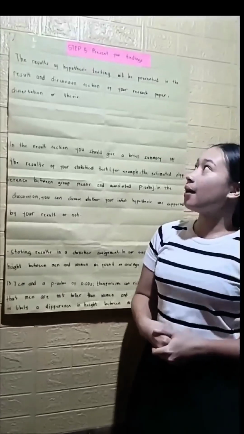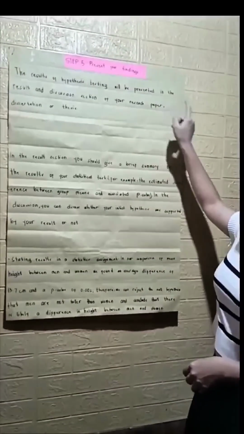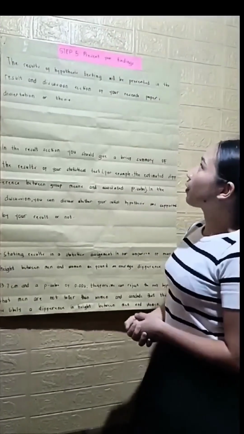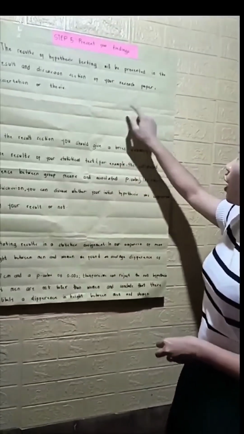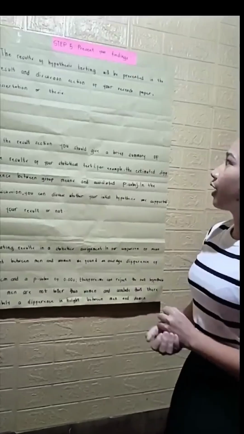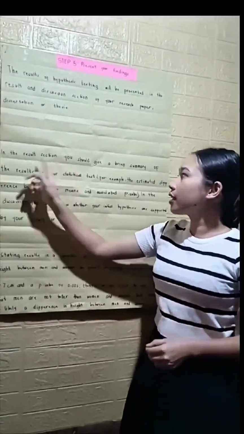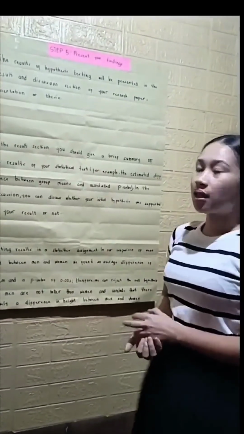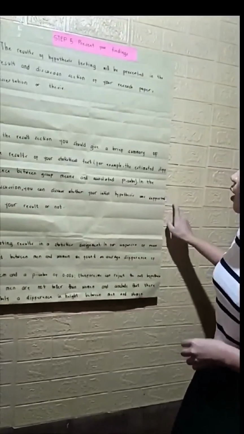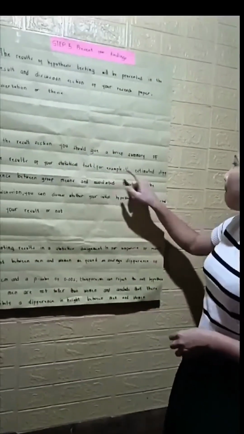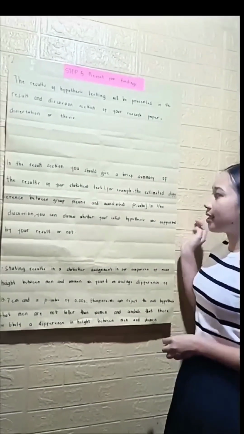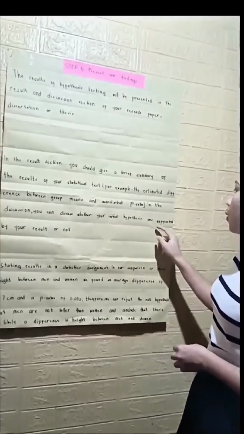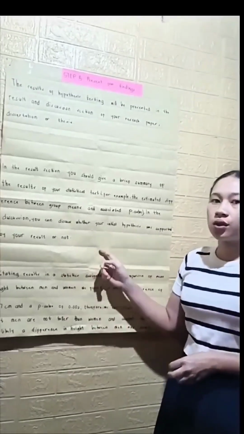So in step 5, present your findings. The result of hypothesis testing will be presented in the results and discussion section of your research paper, dissertation, or thesis. In the results section, you should give a brief summary only of the results of your statistical test, for example, the estimated difference between group means and the associated p-value. In the discussion, you can discuss whether your initial hypothesis was supported by your results or not.